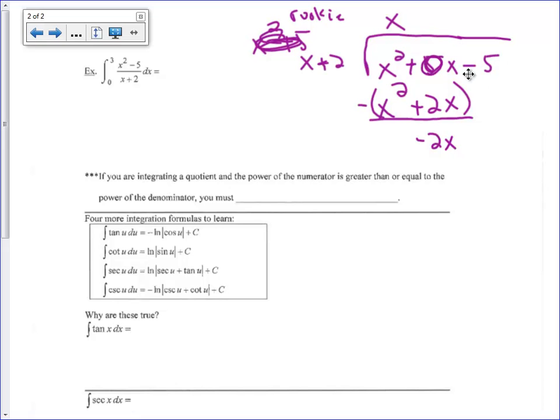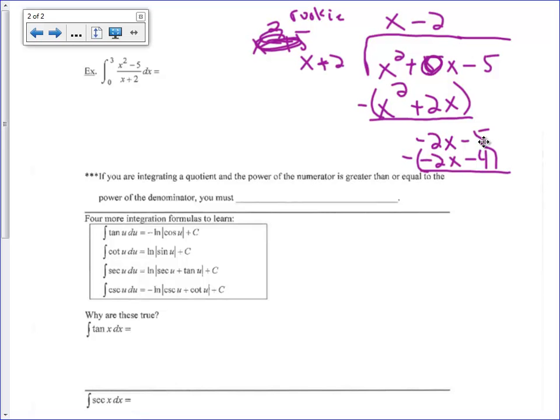And then the next thing you do is you bring down your minus 5. And then the last thing we have to do is ask ourselves, self, what times x gives me negative 2x? And that should be minus 2. So negative 2 times x is negative 2x, and negative 2 times 2 is negative 4. Then we're going to subtract.